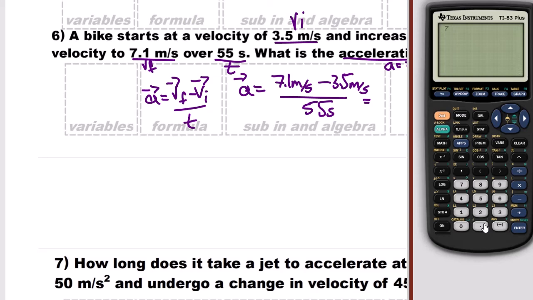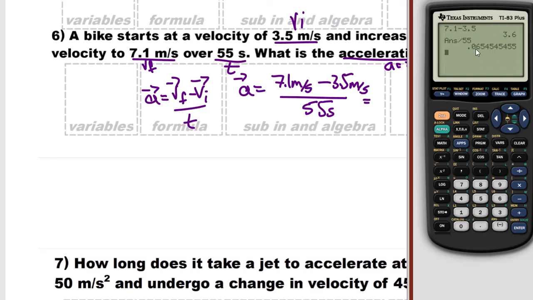So 7.1 minus 3.5, then we're going to divide by 55. That gives us a pretty small acceleration. So how many sig digs do we get? This number's got 2, this number's got 2, this number's got 2, so we get 2 sig digs.